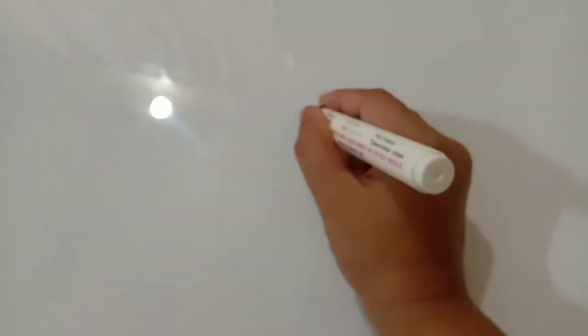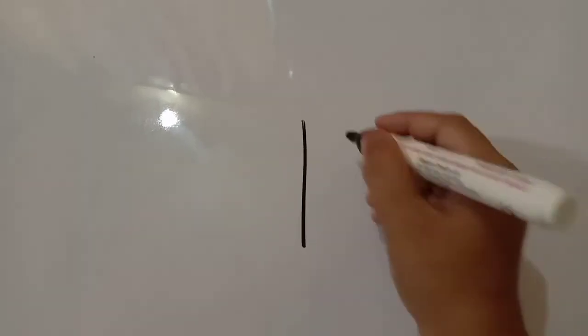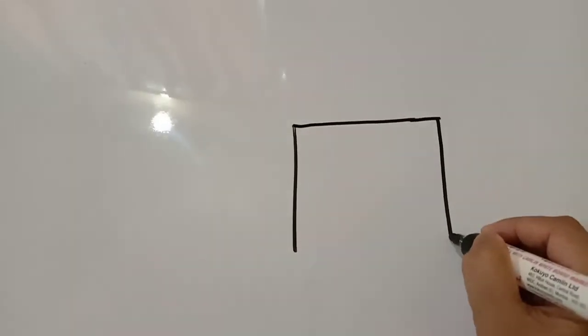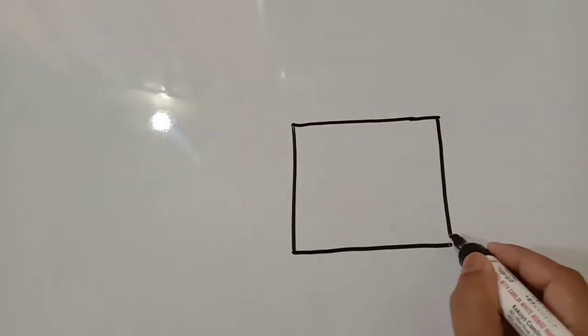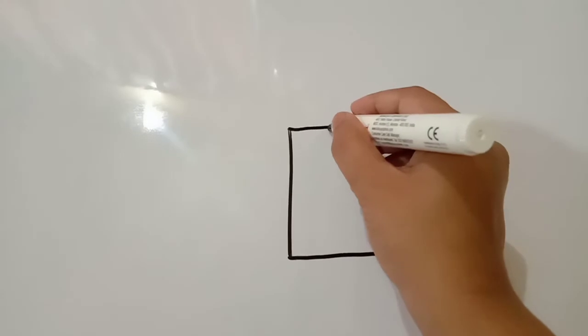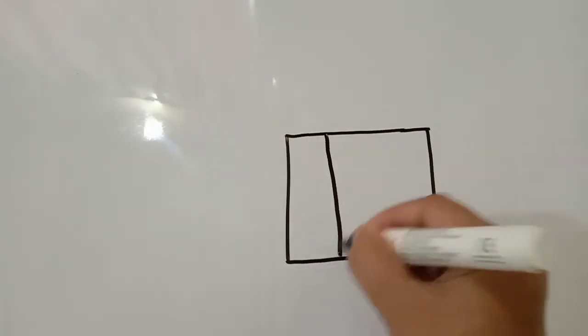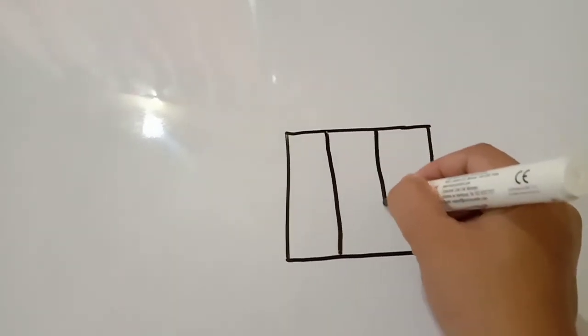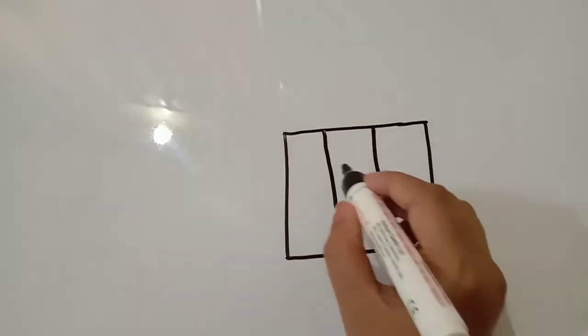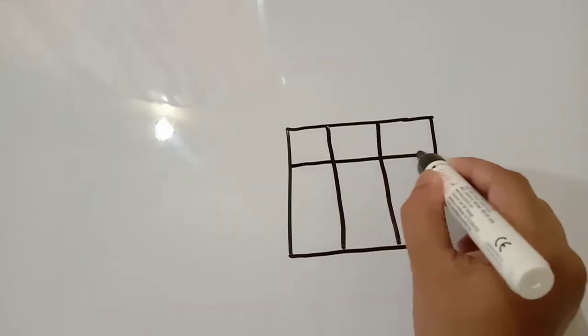Okay, so let's see how we'll get 14 squares. So here I draw a square. Okay, so now I've divided this into 2 parts. Now they have divided again in the sleeping way into 2 parts.